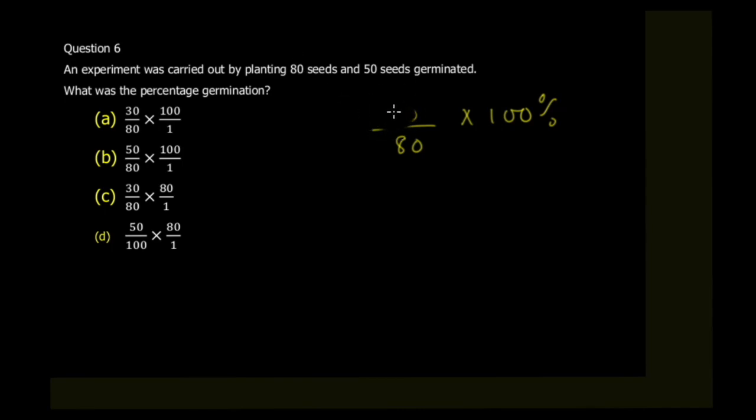So remember this one is 50. I keep writing my 50 wrongly here. Your 5 should be really noticeable. So it should be 50, the seeds that germinated, out of the total number of seeds, multiplied by 100. So it'd be this one, B. So that's it. Let's move to question 7.